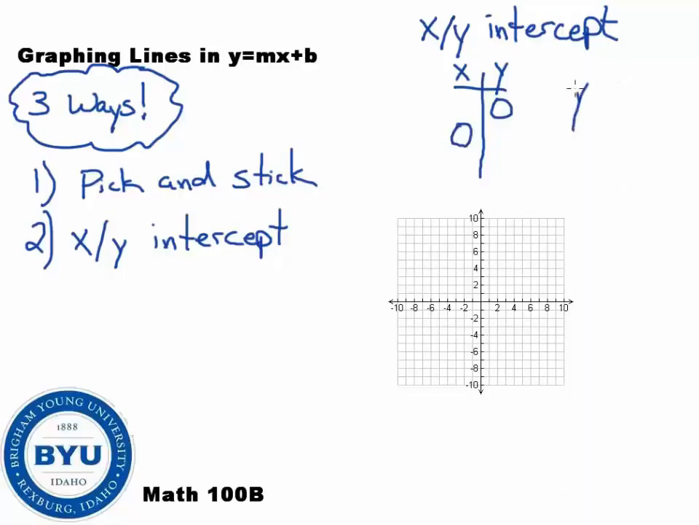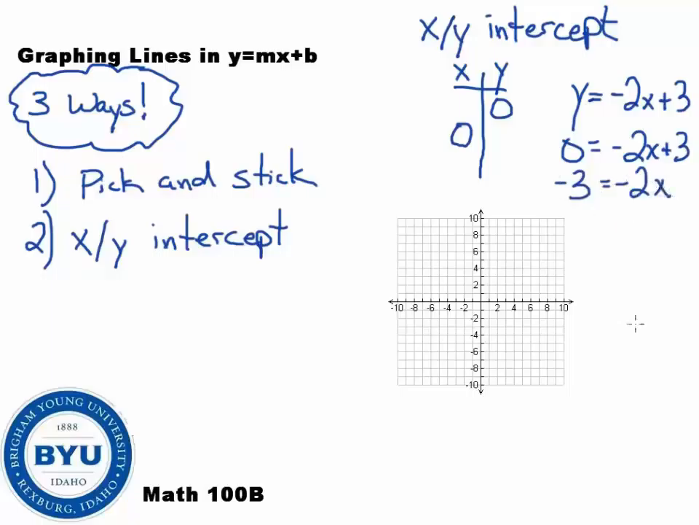So if we did the same line, y equals negative 2x plus 3, and first of all we let y equal 0, so we'd put 0 in here for y, and we need to solve for x, so I'd subtract 3, and then divide by negative 2, so I get x equals 3 halves, which is 1.5. So I'd graph that. This is the x-intercept, and it's at 1.5, comma 0.